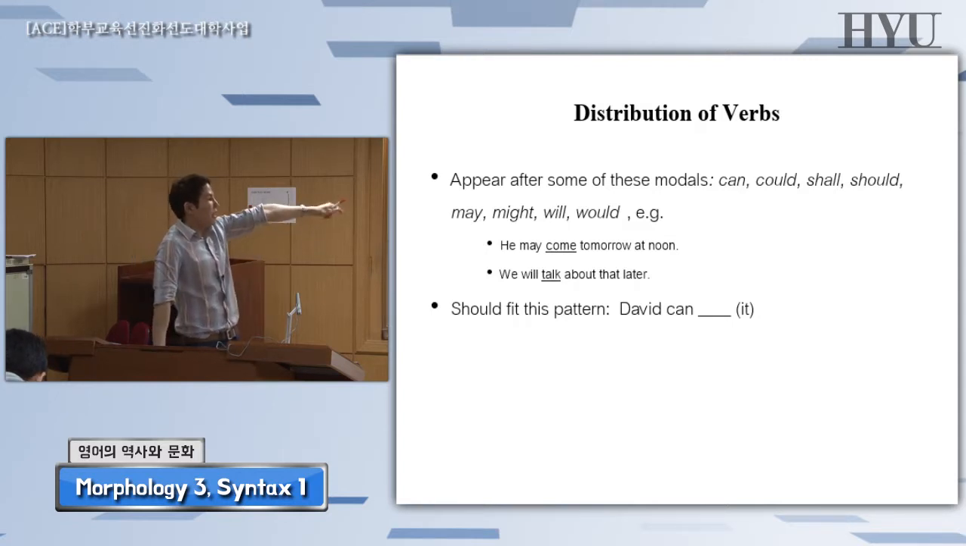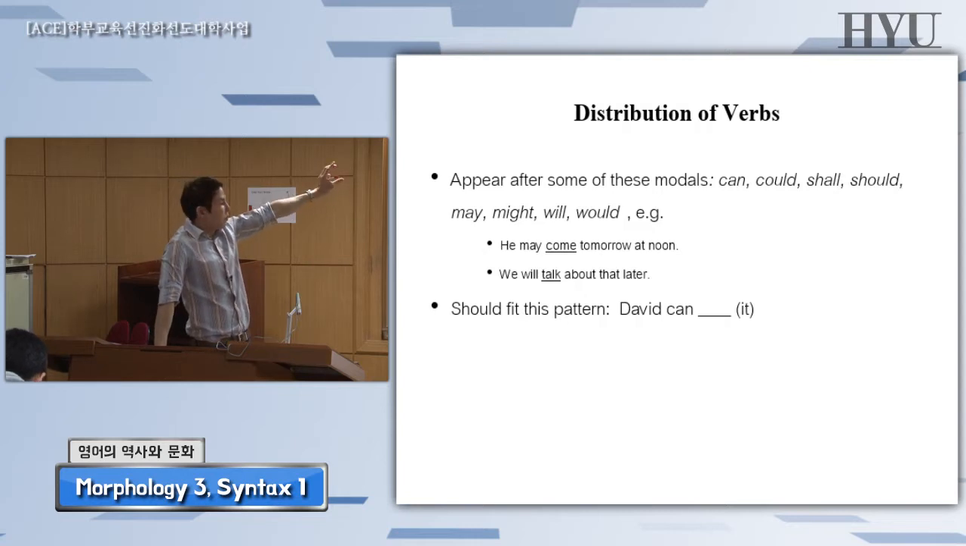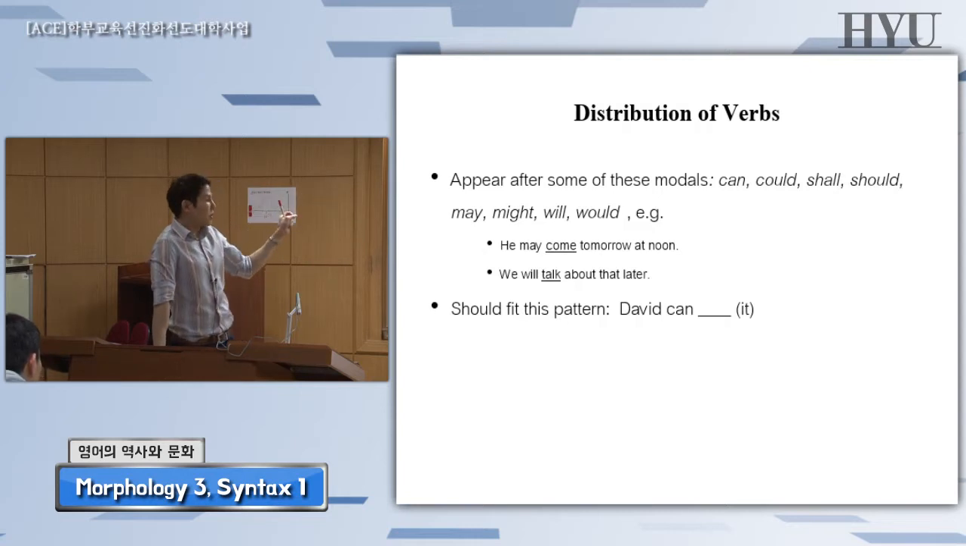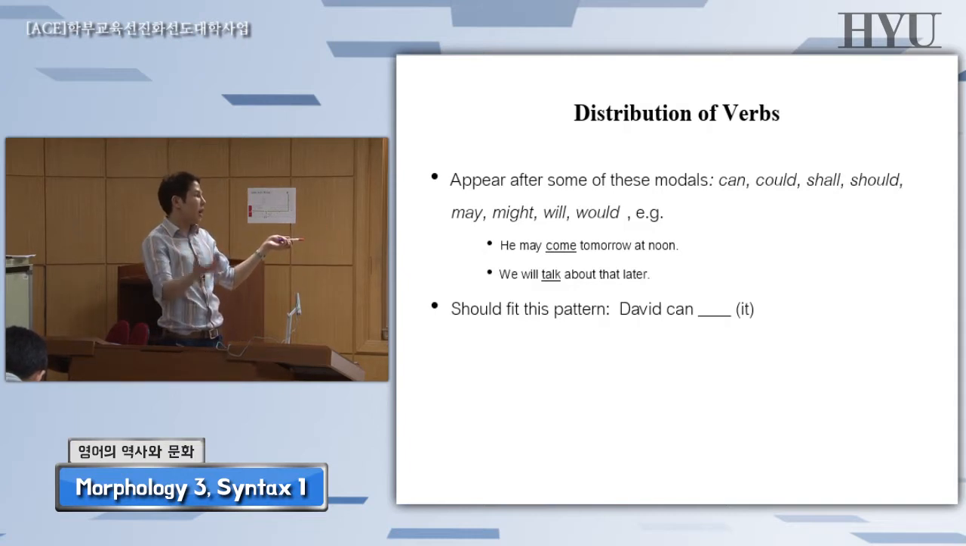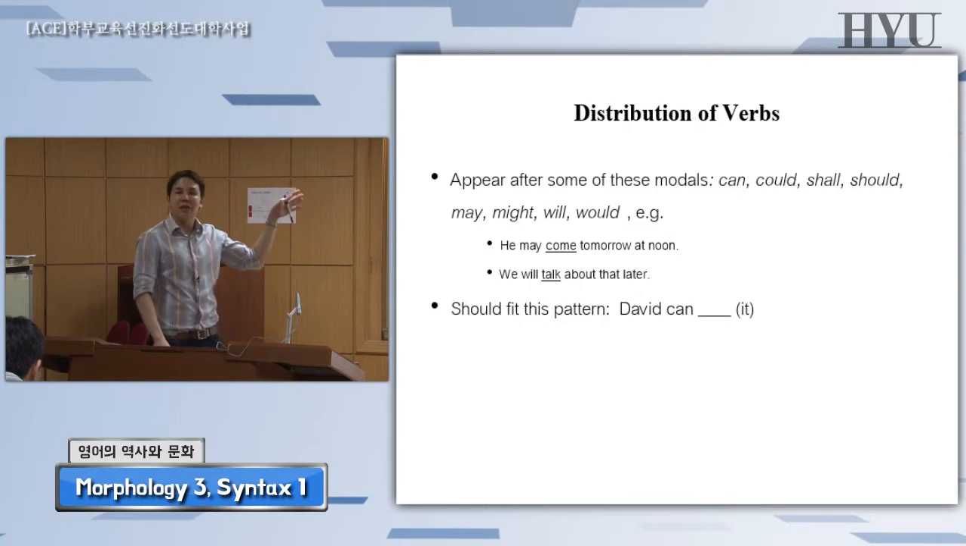So whenever you see modals, things after modals are usually verbs, okay? And should fit the pattern. David can arrive, David can talk about it, David can come tomorrow. Should fit that pattern. So whenever you are in doubt about whether a word is a verb or a noun, just fit it in there. David can arrive, David will arrive, instead of David will arrival, okay? So think of these as tests for nouns or for verbs, okay?